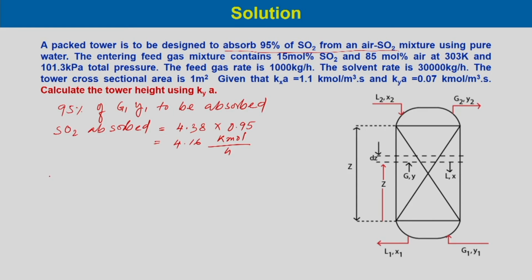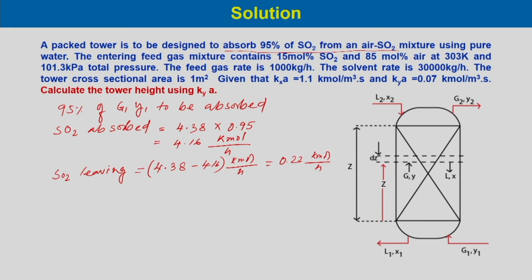So, the SO2 which would be leaving: the total SO2 which is entering, and then which is absorbed, the difference between these two would be the leaving one. So, this is equal to 4.38 minus 4.16 kilomole per hour, which is equal to 0.22 kilomole per hour.